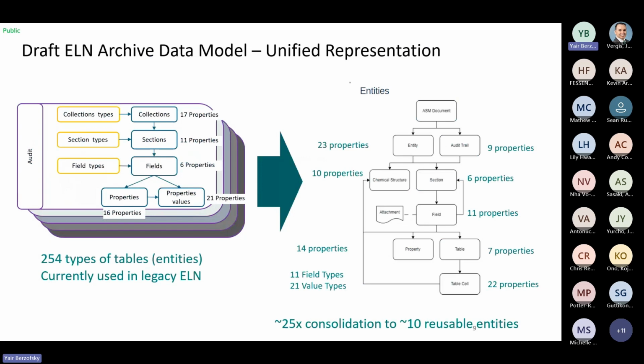The representation of this, if you look at the other side, basically you have the legacy ELN data structures, which are approximately 254 different tables. The complexity comes with the data stored in the audit trail. This entire model reduces the many tables into 10 reusable components containing approximately 134 properties. This is approximately a 24 consolidation to simplify the representation of data.